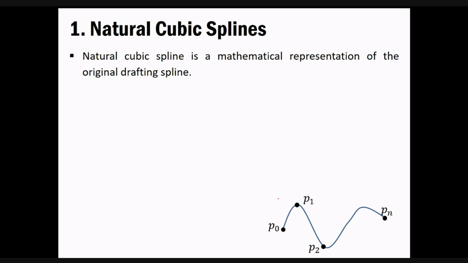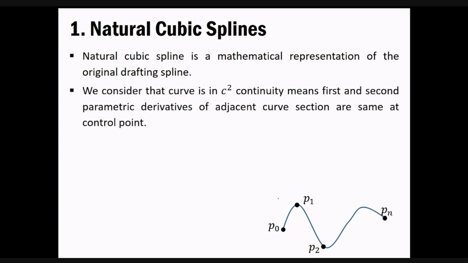Fine. So now, as it is written in the very first line, a natural cubic spline is a mathematical representation of the original drafting spline. We have 4 such control points, or if you have n such control points, it would be depicted by n. We consider that the curve has C2 continuity, which means the first order and second order derivatives of the adjoining curve sections are the same at that particular intersecting point. It will be the same at the intersection point.